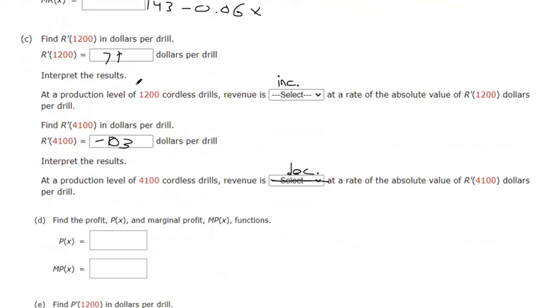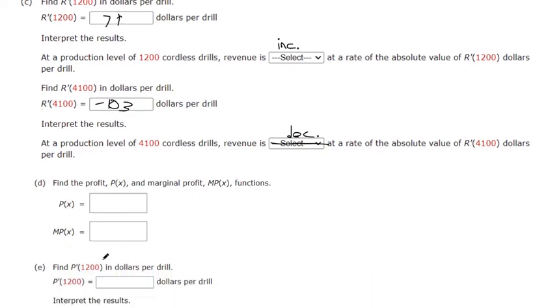So when they sell 1,200 cordless drills, they probably should try to produce more because revenue is going up as they produce more drills. When they sold 4,100 drills, revenue was going down, so they might want to back off and cut their inventory a bit.